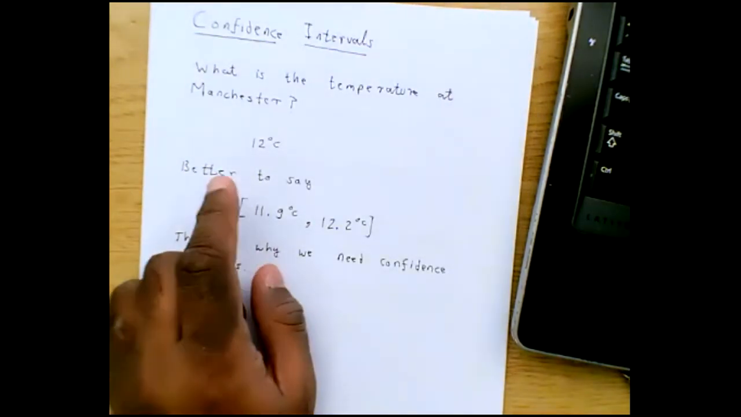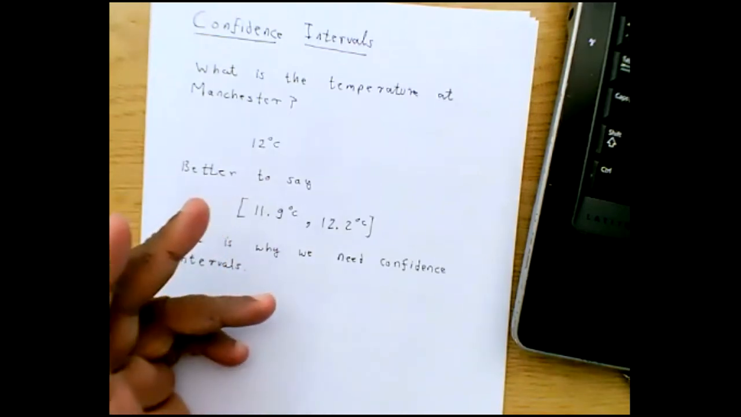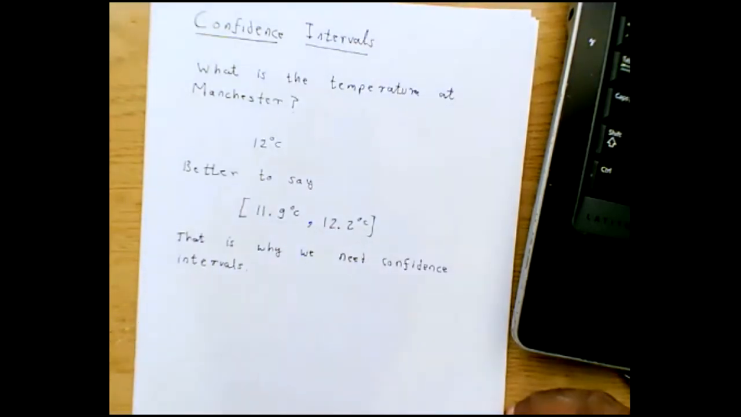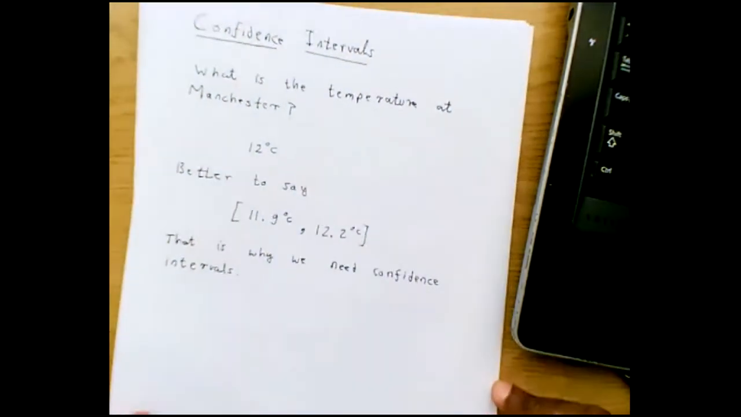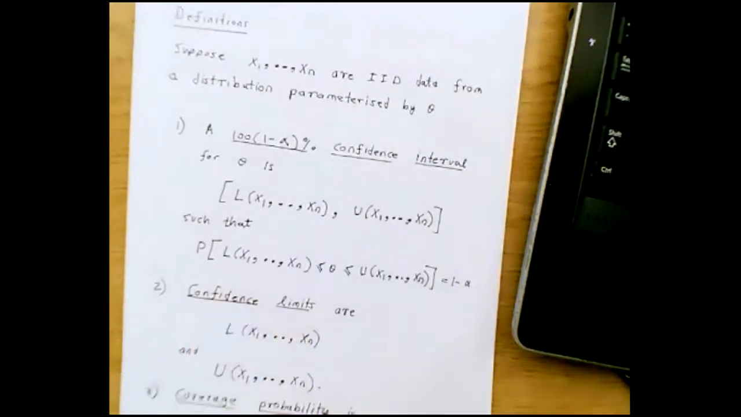Okay, confidence intervals are useful because, like, if somebody asks you what's the temperature right now in Manchester or wherever you are, it will be more accurate to say an interval estimate than just a point estimate. So that's why confidence intervals come in. All right, so this is the definition of a confidence interval.